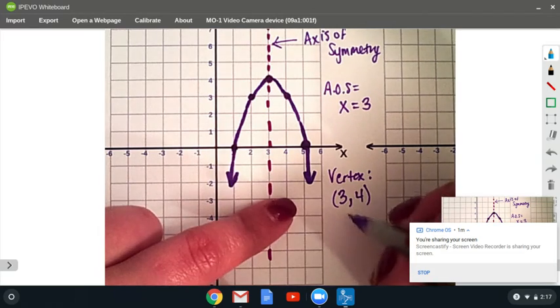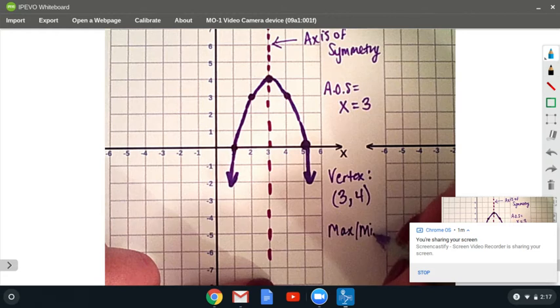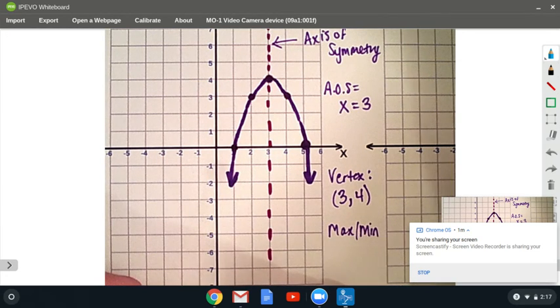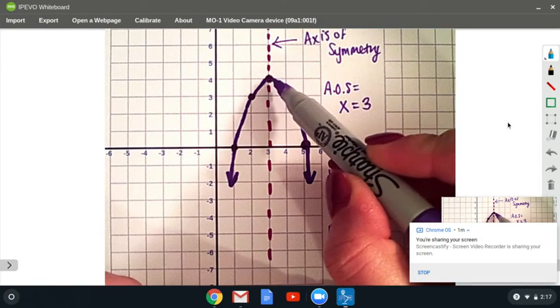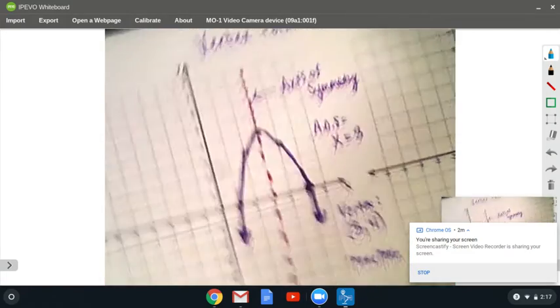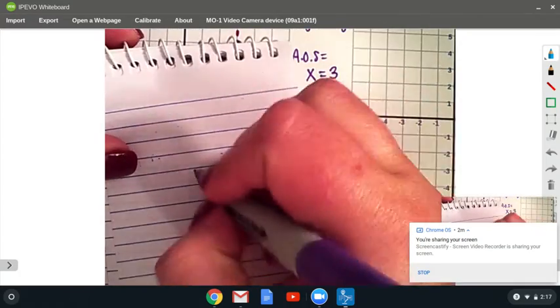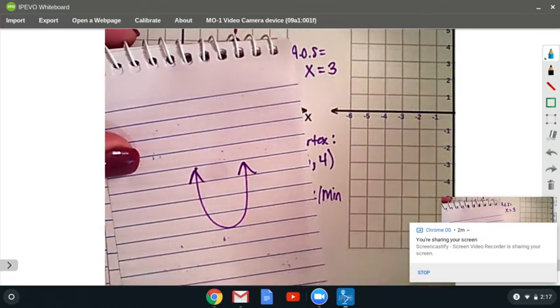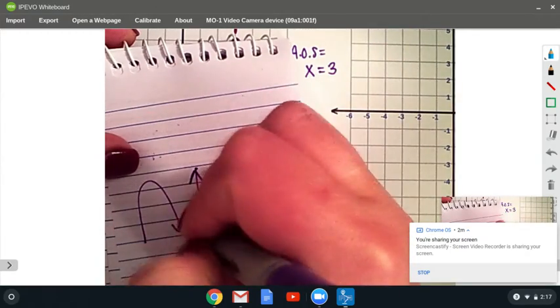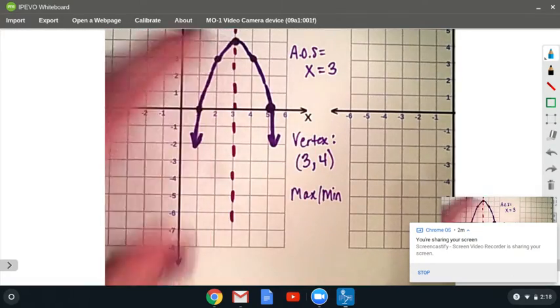That point, the vertex, also tells me my maximum or my minimum. Now, the max or the min is the y value. So first of all, do I have a max or a min is the main question. I have a maximum because it's at the top. If I had a minimum, let me grab a piece of paper for you. If I had a minimum, the parabola would be facing this way. Okay, so minimum's at the bottom, maximum is at the top. So this one's facing down, so that means I have a maximum.